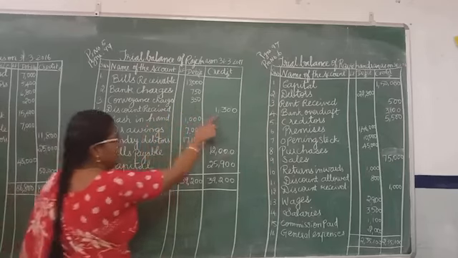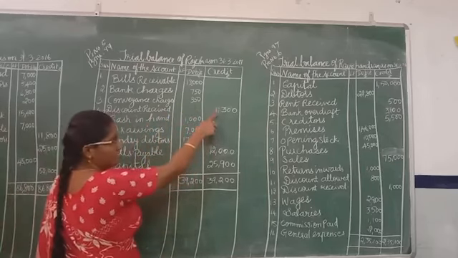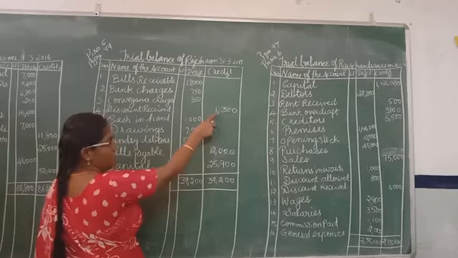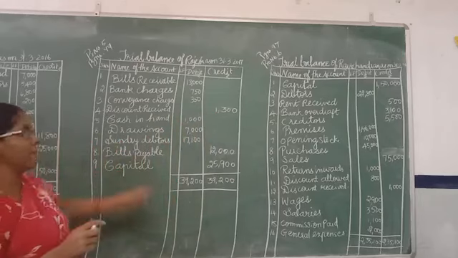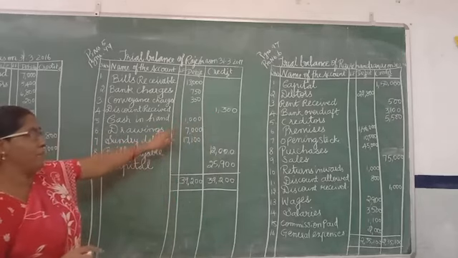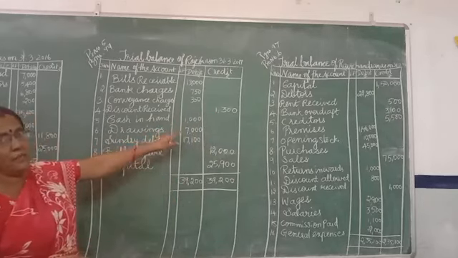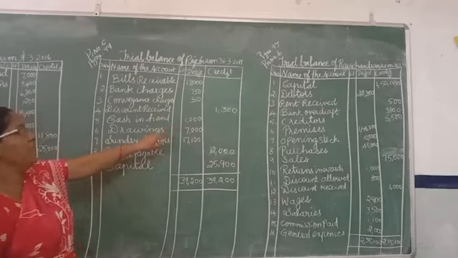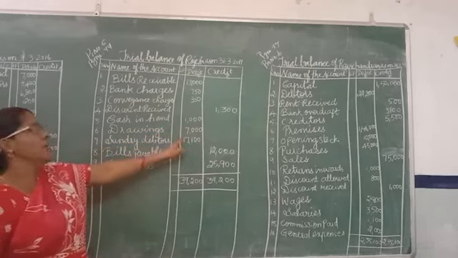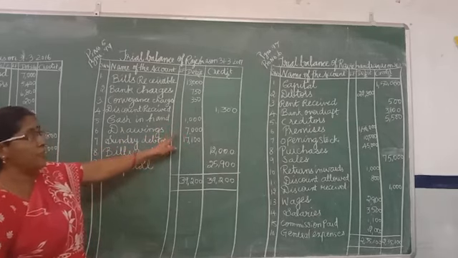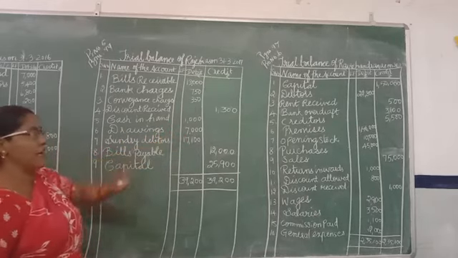Discount received, credit all incomes and gains. That is an income for us, so we have written it on the credit side. Cash in hand, that is an asset, so I have debited. We debit all expenses and losses. Then drawings, expenses, debit all expenses and losses.